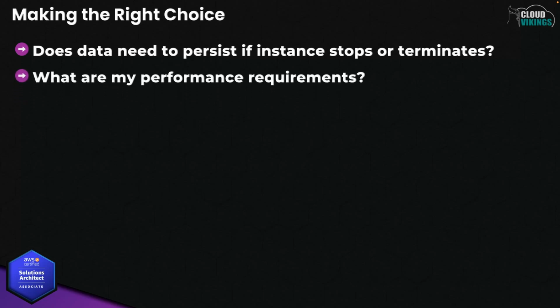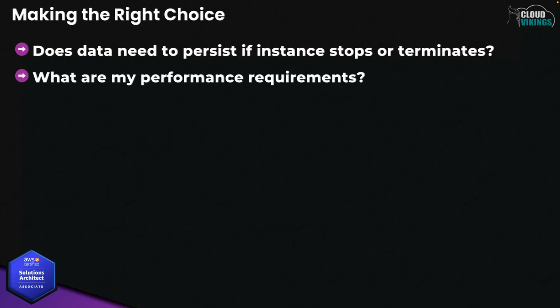What are my performance requirements? Do you need the absolute lowest latency and highest possible IOPS for your temporary data? If it's yes and your chosen instance type offers it, then Instance Store could be a great fit. Or do you need reliable, predictable performance for your persistent data, maybe even guaranteeing a certain level of IOPS? Then you want to choose the appropriate EBS volume type that meets your specific needs.